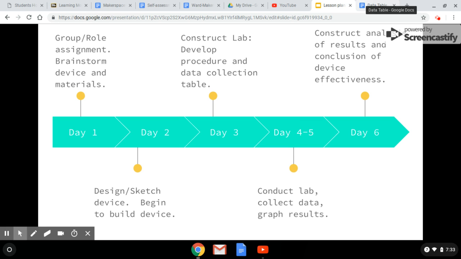Continue with the Makerspace lesson. On day 3, students were developing their detailed procedure and their data table that they're going to place their data on when they conduct the lab. So on days 4 and 5, that's when the students are actually going to carry out the lab, collect data, and graph their results.